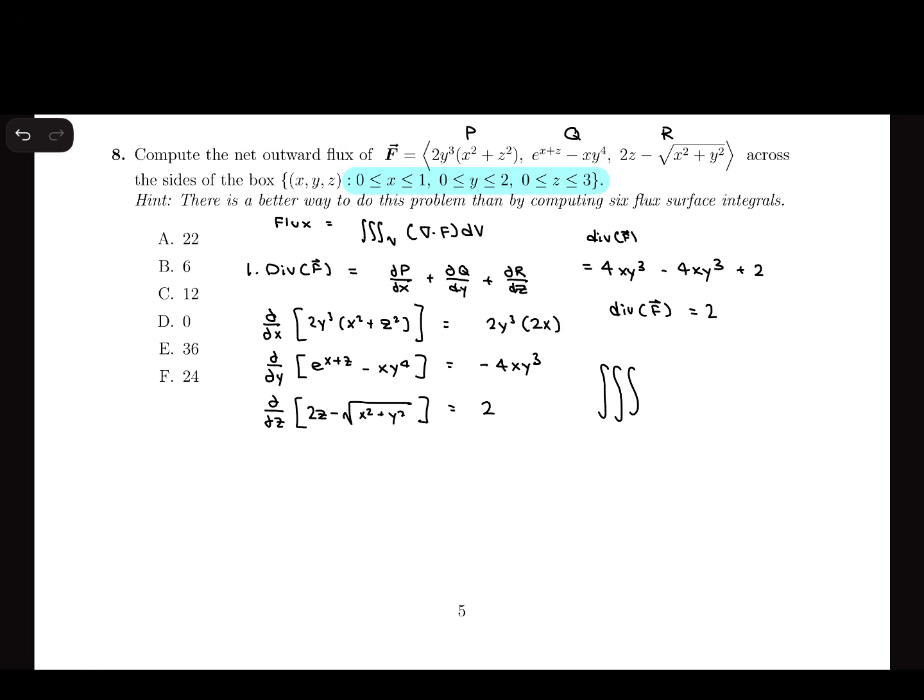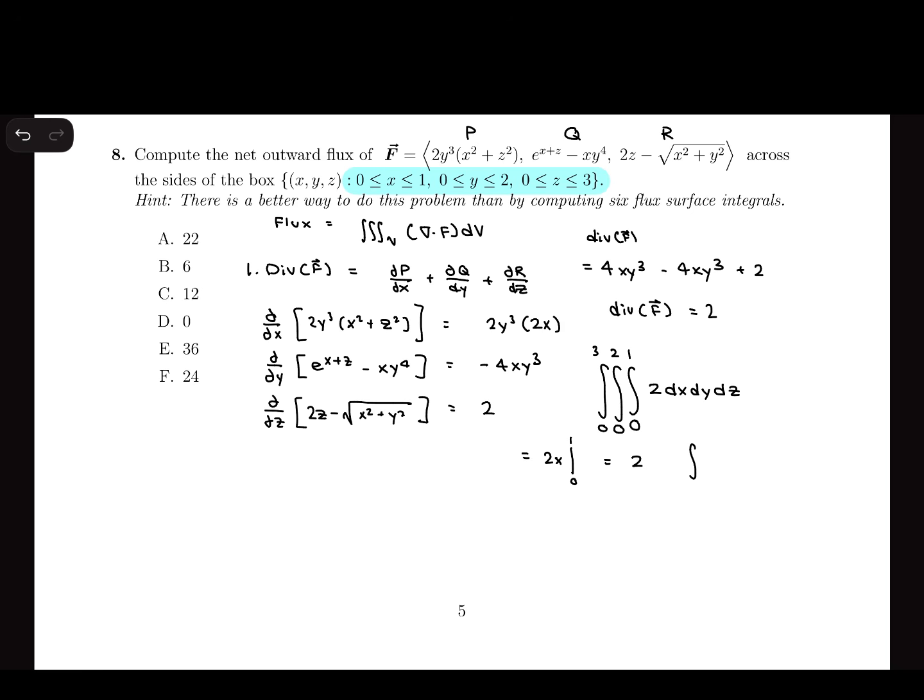So what we're going to do is just do it in the order they gave us: x, and then y, and then z. So x goes from 0 to 1, y goes from 0 to 2, z goes from 0 to 3. If we do this, dx, dy, dz, you simply get 2x from 0 to 1, which gets you 2.